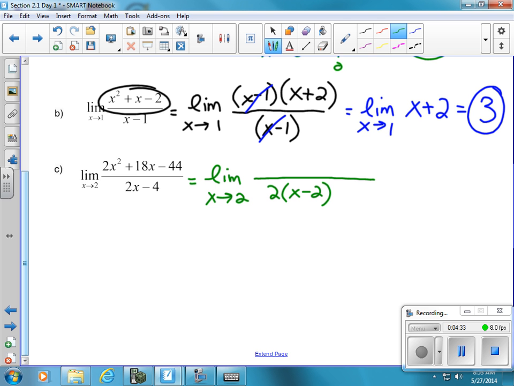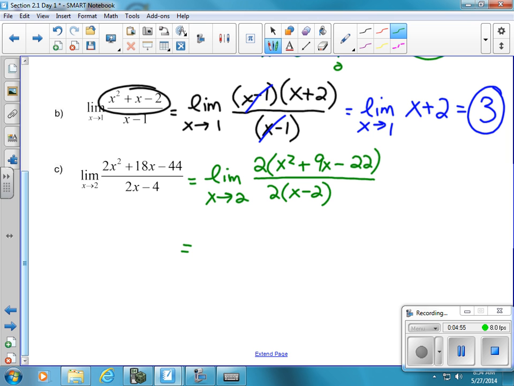And at the top, I'm also going to factor out a 2. That will leave me x squared plus 9x minus 22. Whoops. It's very possible that sometimes your teacher will make a little fancy mistake doing these problems. That's why they're so much fun.